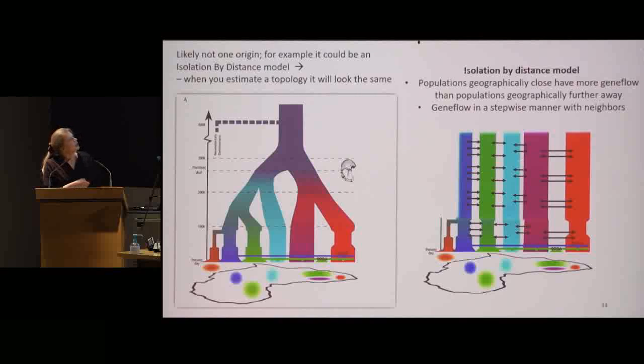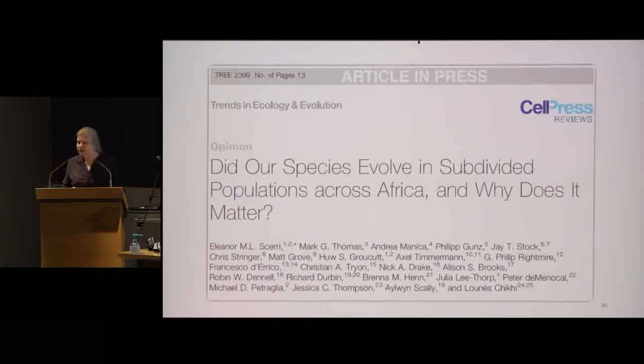And there could be many models in between this also. This is kind of the two extremes of the models, a tree-like model and the isolation by distance model. So more and more people are talking about this, about human origins in Africa, and asking the question whether our species evolved in one population or in subdivided populations. This article is addressing this.